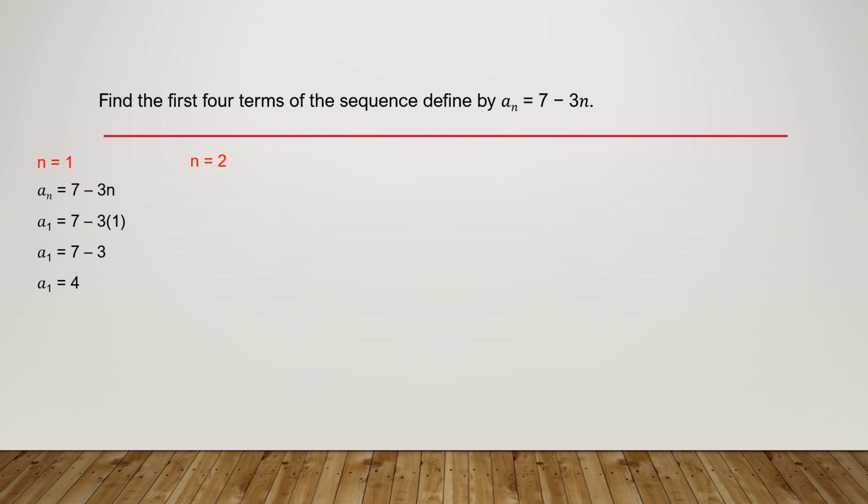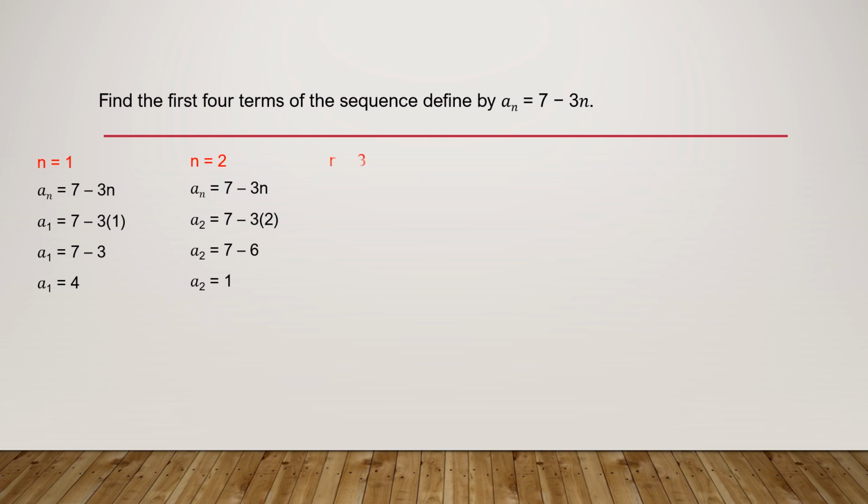For n is equal to 2, substituting our n by 2. So 3n now becomes 3 times 2. What is 3 times 2? It is equal to 6. So 7 minus 6 is 1. So that means our second term is 1.